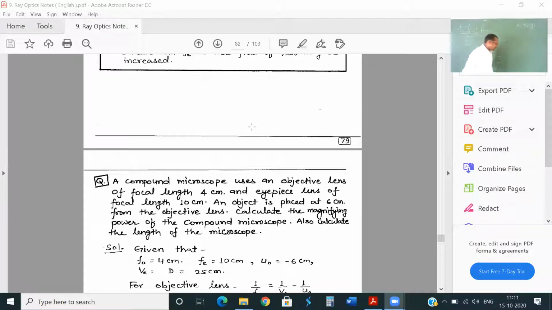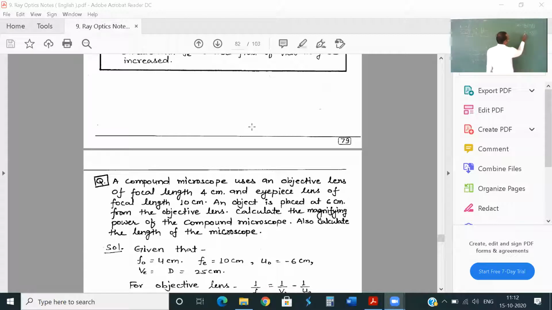Now what we need to find is the magnification. Let us find that magnification. The formula is minus V0 by U0 into 1 plus D by FE. V0 is this side, 12 centimeter. 12 upon U0, which is 6 centimeters, into 1 plus D, 25 centimeters upon the focal length of the eyepiece, 10 centimeter. The negative sign indicates the image will be real and inverted.